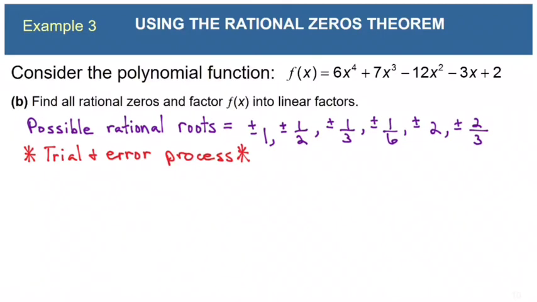This is a trial and error process. There's really no reason to suppose one number will work better than another one. It's like putting together a jigsaw puzzle. You just have to keep trying different things until you find what works.